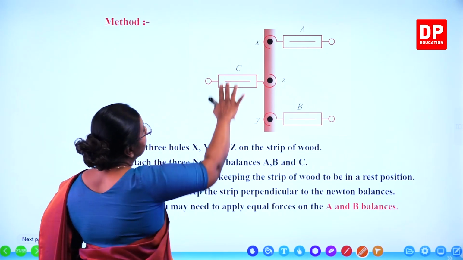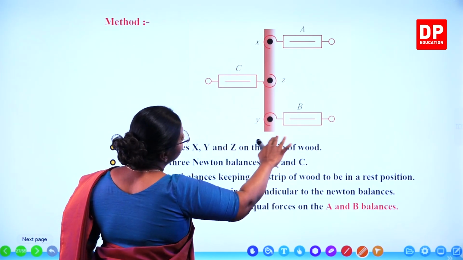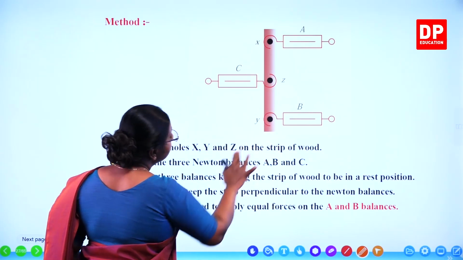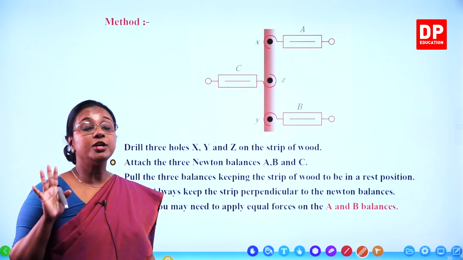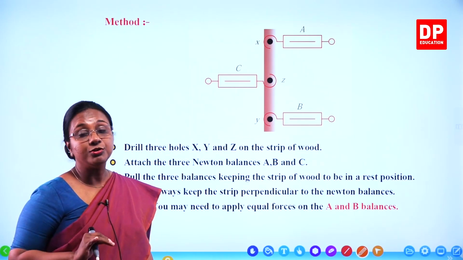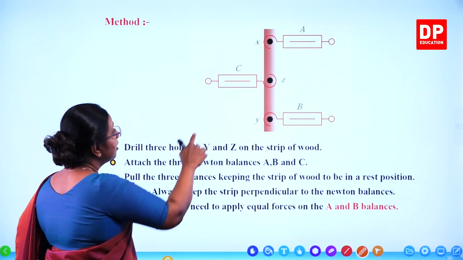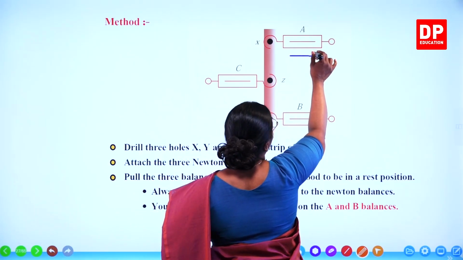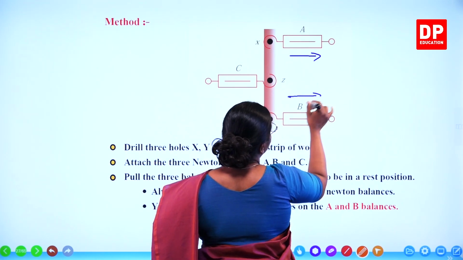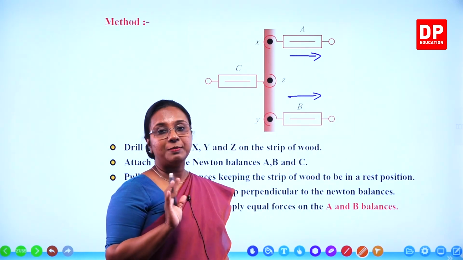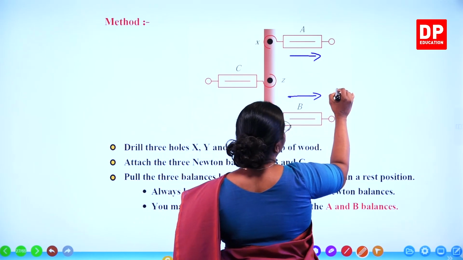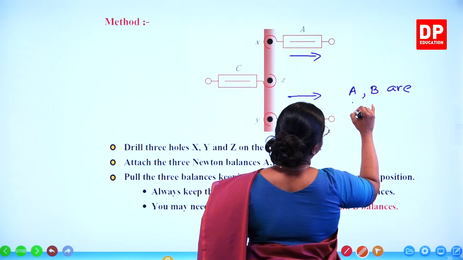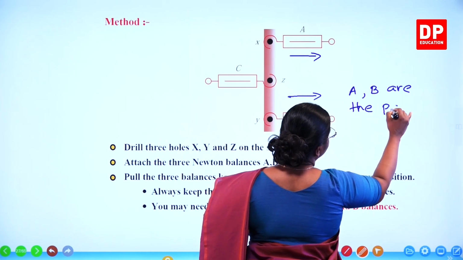While we pull the Newton balances A and B, we have to make sure that the strip of wood does not move. How can you do that? We can pull in the opposite direction here. This one is going to pull this way, B is going to be pulled that way. Those are the parallel forces. A and B are the parallel forces.